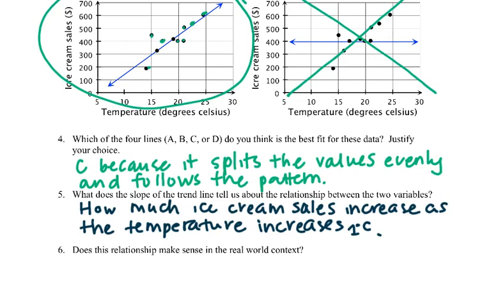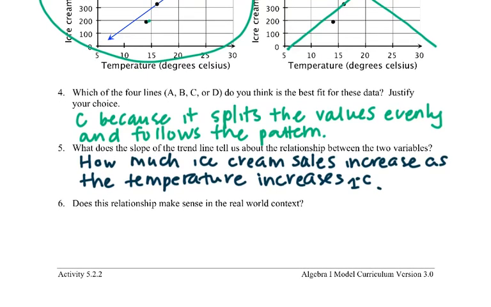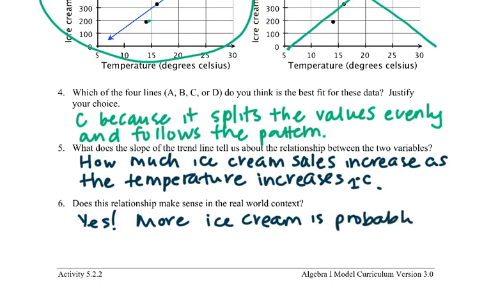Does this relationship make sense in the real world context? Well, why would ice cream sales increase as temperatures increase? Well, yeah, that makes sense. More ice cream is probably bought or sold, however you want to think about, consumed in the summer or warmer months of the year, right? Because when it's hot outside, we want something nice and cool.